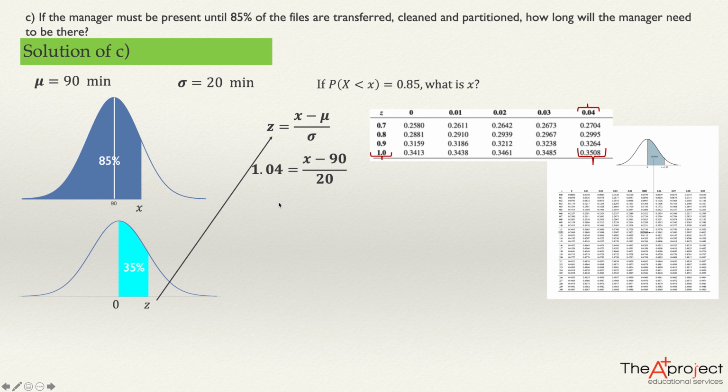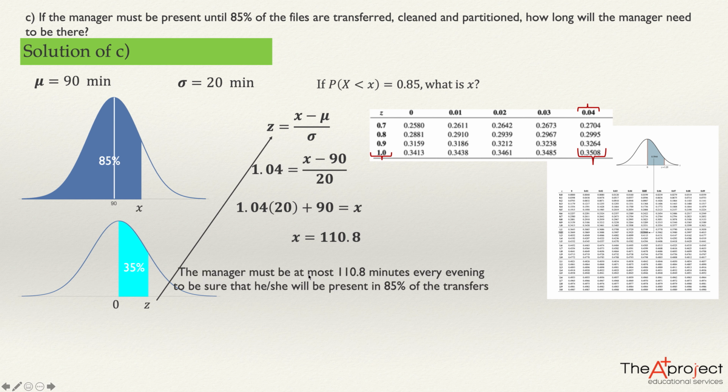So x equals 1.04 times 20 plus 90. This 20 is now multiplying at the other side, and this 90 that is negative here appears positive at the other side. I do this in my calculator, and I found that the answer is 110.8 minutes. So now I can answer the question. The manager must be at most 110.8 minutes every evening to be sure that he or she will be present in 85% of the transfers.